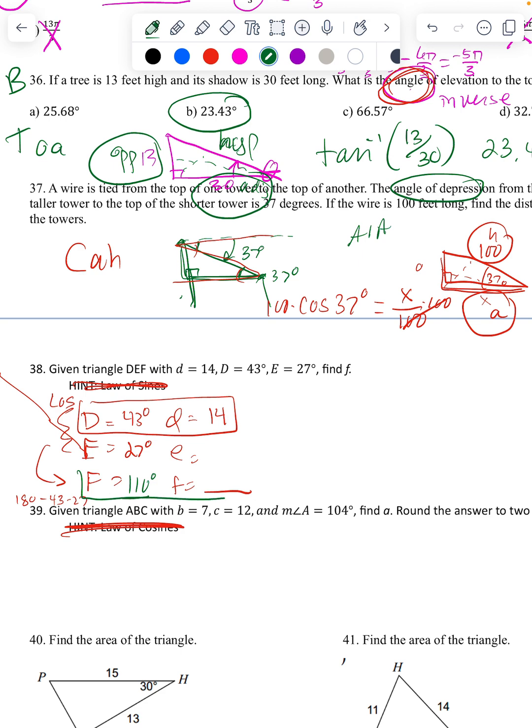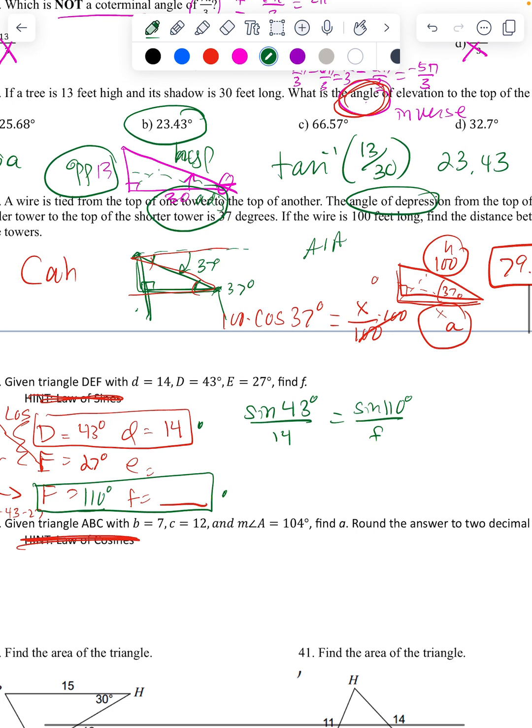And I need that because when you're using the law of sines, you need to know three of the four things, because you're going to have the sine of one angle over the side across from it, and then set that equal to the sine of the other angle over the side across from it. And you're going to cross multiply essentially. So 14 times sine 110 equals f times sine 43. Dividing out the sine 43.